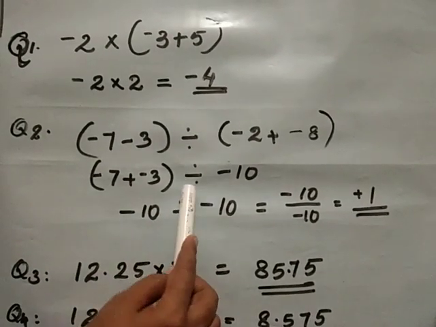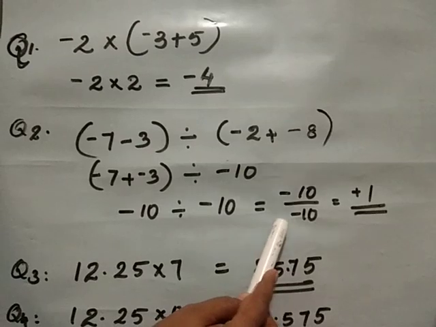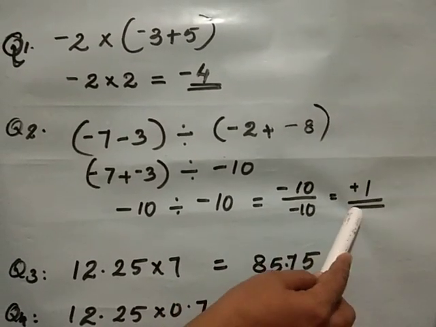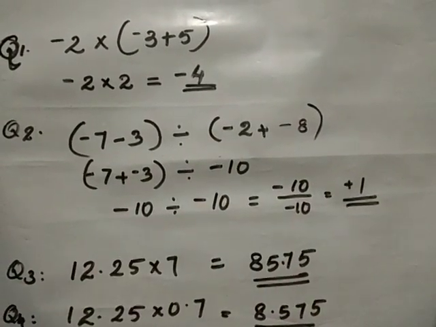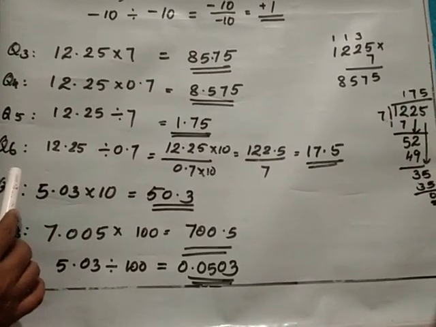Negative 10 divided by negative 10. Negative by negative is positive, and 10 by 10 is 1. The answer is positive 1. Next we check decimal based questions.